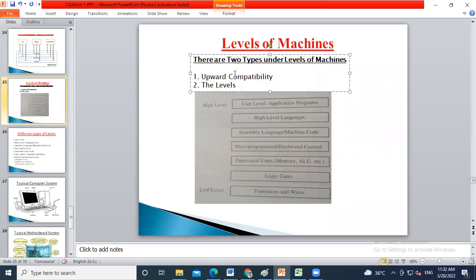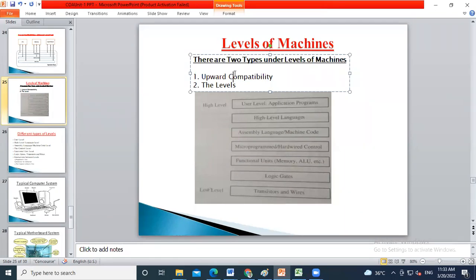So upward compatibility means, just a minute. In upward compatibility, the invention of the transistor led to rapid development of computer hardware, and with this development came the problem of compatibility. Computer users wanted to take advantage of the newest and fastest machines for fast execution, but the architecture of old software would not run on the new hardware. So compatibility means some complications: old software does not run properly on new hardware.